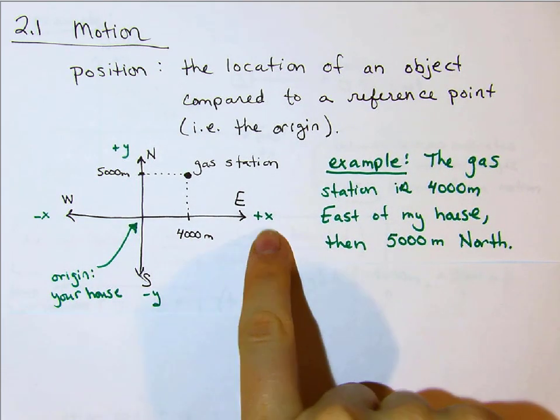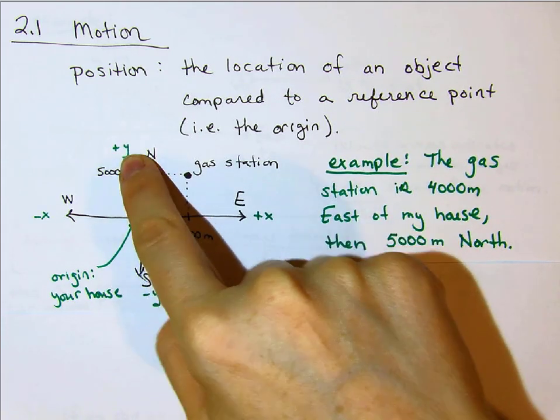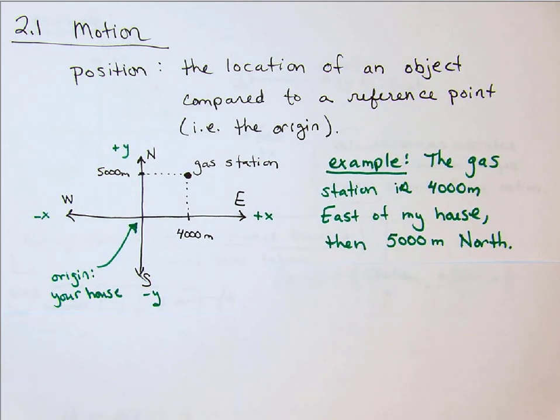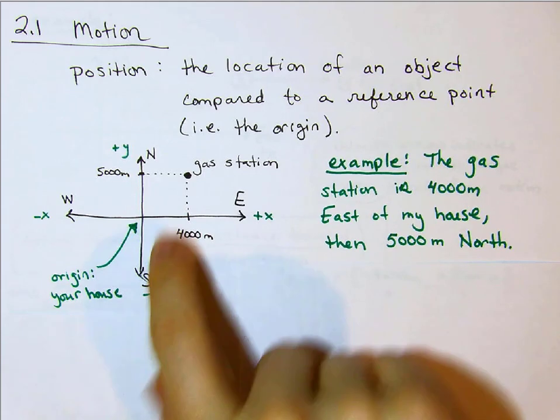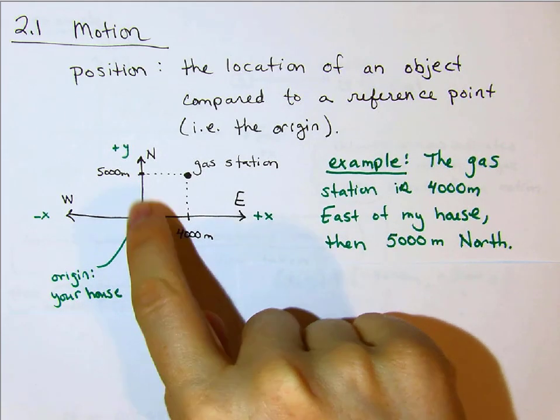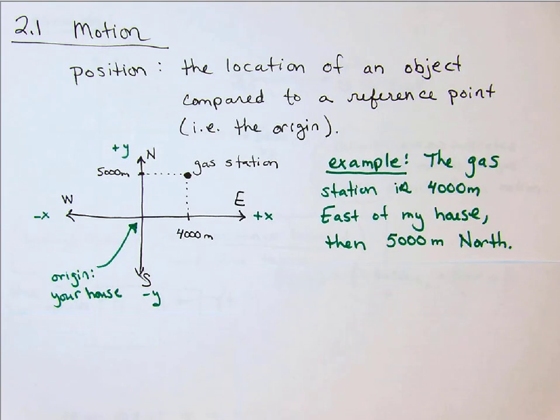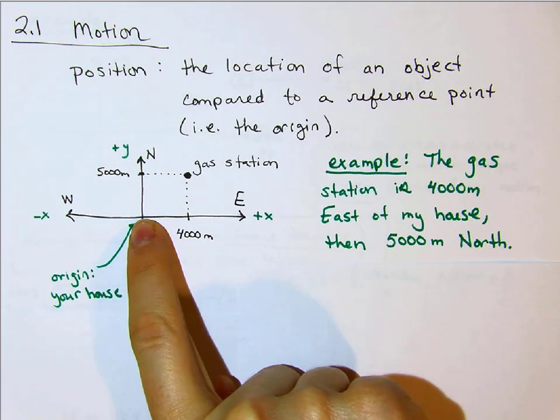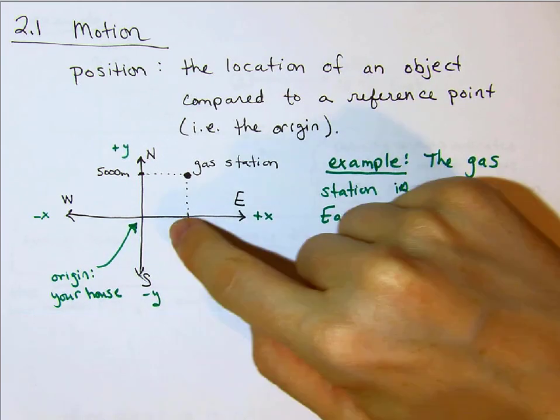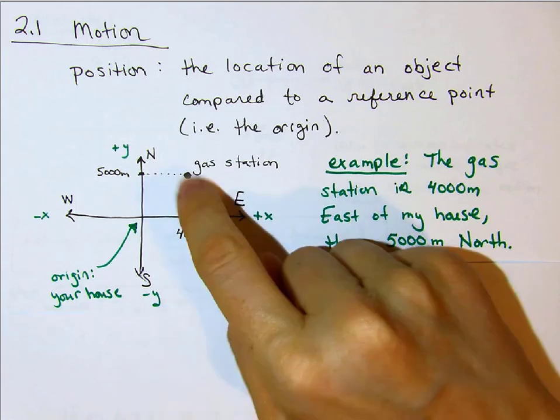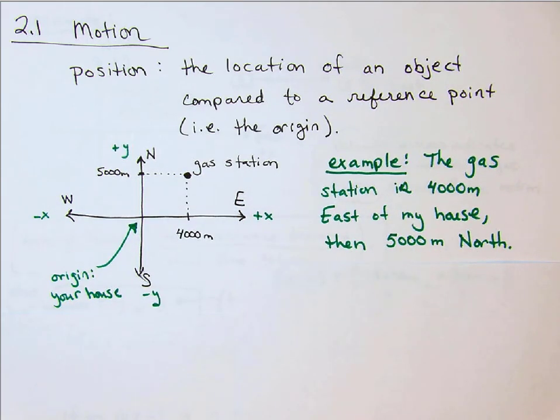I've defined plus x to be to the right, plus y to be up, and I've decided that my house would be represented at the origin right here. Then you could reference the position of the gas station compared to your house. Compared to my origin, the gas station would be 4,000 meters to the east and 5,000 meters to the north, which would bring us here. So one way you could say it is just by using words.